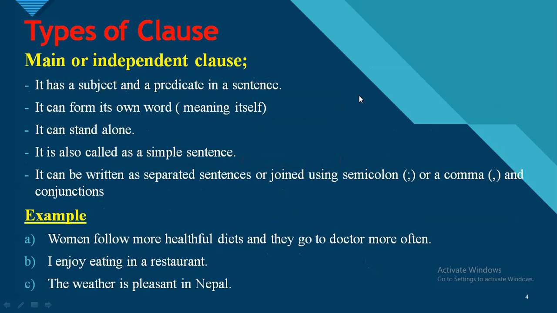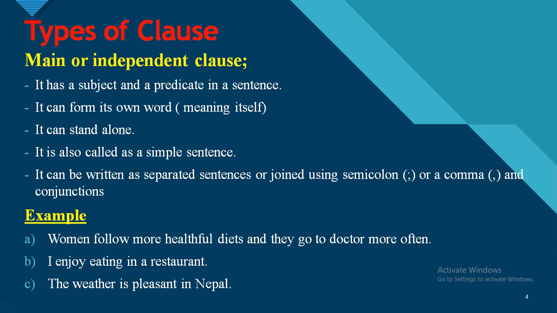It works as an adjective, noun, and adverb. Then there are two types of clause. The first one is the main clause, or we can also say the independent clause. From the title itself, we can know that independent means it can stand alone, or it has a subject and a predicate in a sentence.